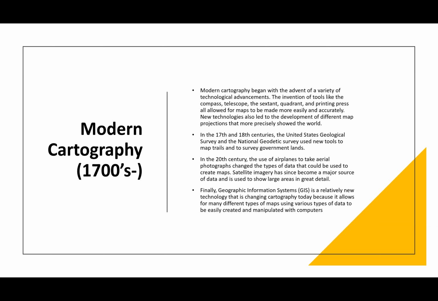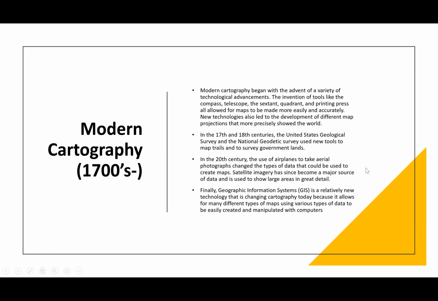So in the 17th and 18th centuries, the United States Geological Survey and the National Geodetic Survey used new tools to map trails and to survey government lands. And moving right along to the 20th century, the use of airplanes to take aerial photographs changed the type of data that could be used to create maps. Now we have something more accurate than somebody visually observing it from their point of view, but rather photographs, legitimate information. Satellite imagery has since become a major source of data. We use it today, and it is used to show large areas in great detail.